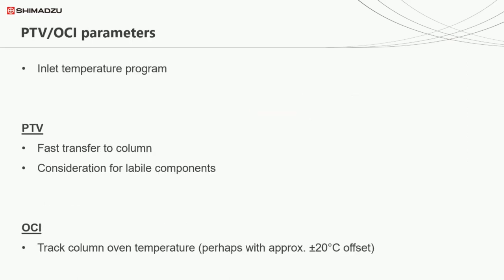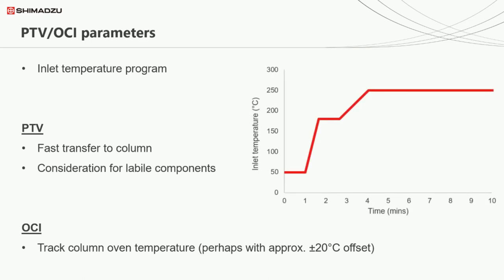For a PTV or OCI inlet, these have a temperature program associated with them. For a PTV, the idea is to transfer the analytes rapidly onto the column, so a high temperature ramp is appropriate. For an OCI, the temperature is usually programmed to track the oven temperature, sometimes with a slight positive or negative offset.